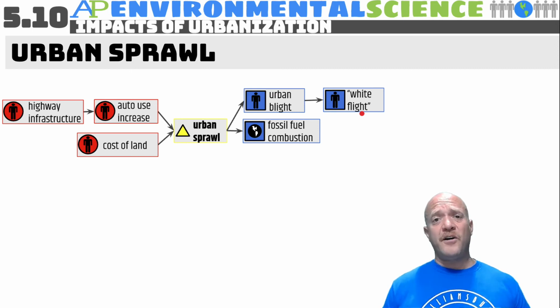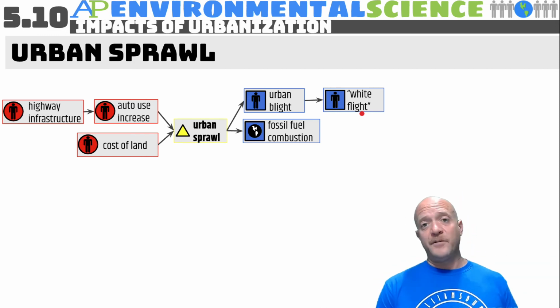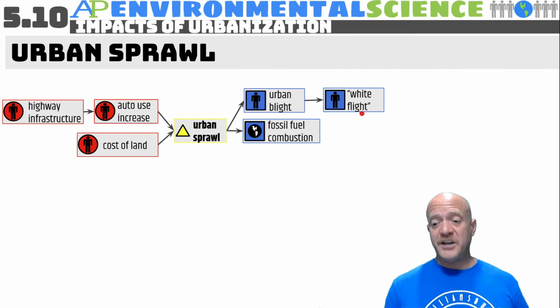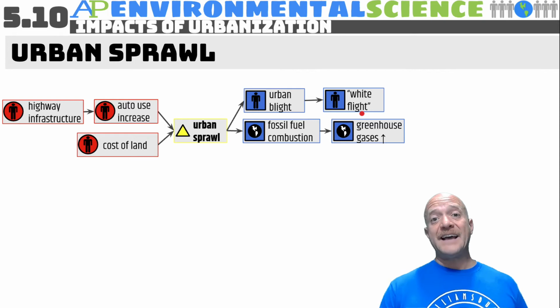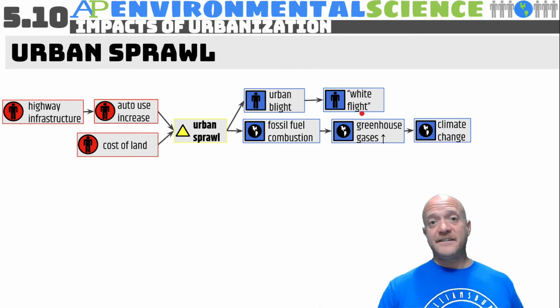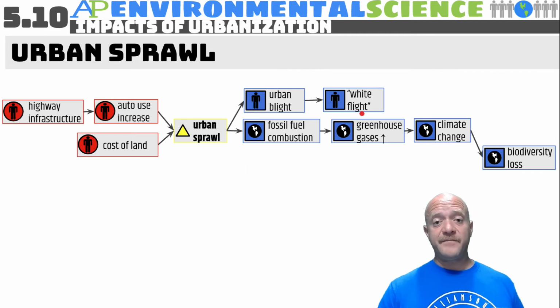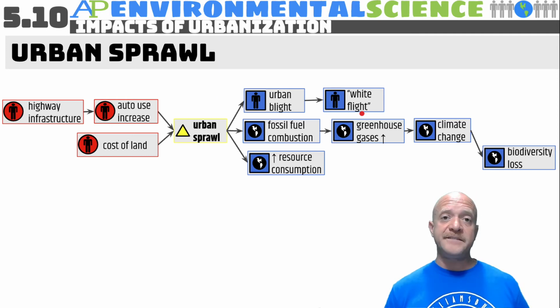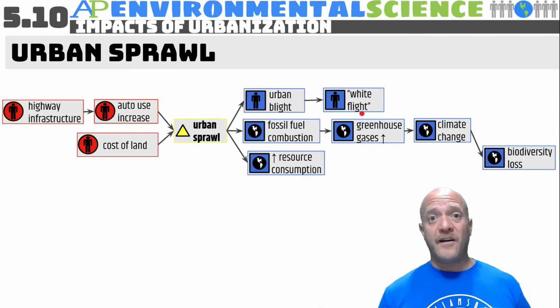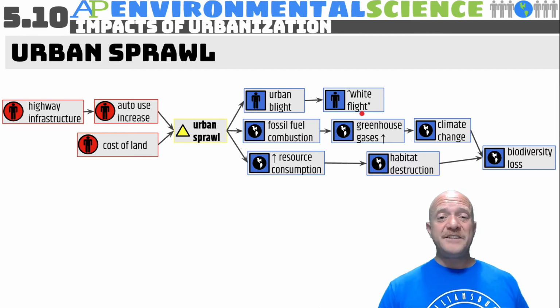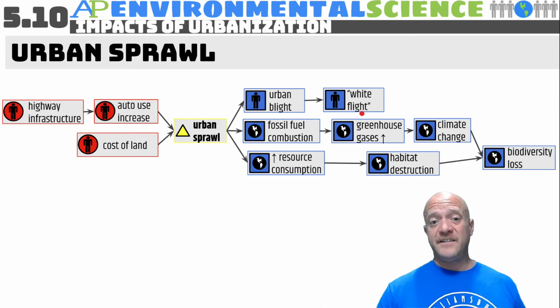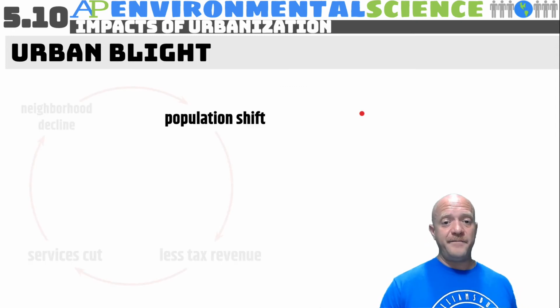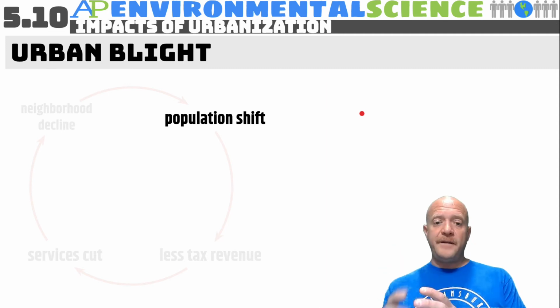But also with urban sprawl, a lot more people are driving to and from their jobs. The jobs pretty much predominantly remained in the city. It's just that people moved out to the suburbs and were driving back and forth to their jobs. This led to an increase in greenhouse gases through all the fossil fuel combustion, and that leads to climate change and eventually biodiversity loss. The urban sprawl also consumed a lot more resources because you had to construct a lot more buildings. You also had to build a lot more cars and a lot more highways, which led to habitat destruction, eventually biodiversity loss.